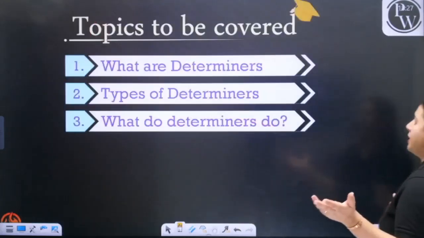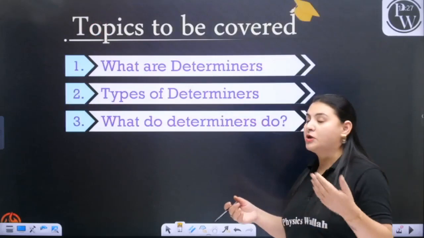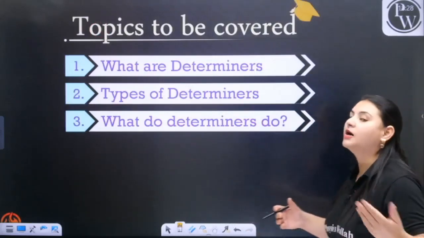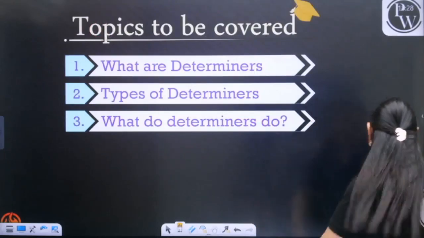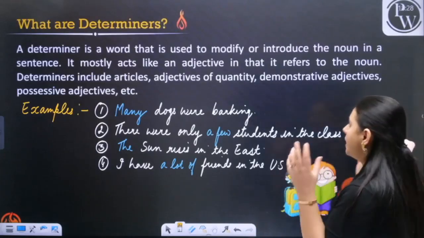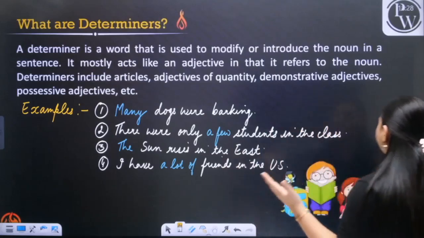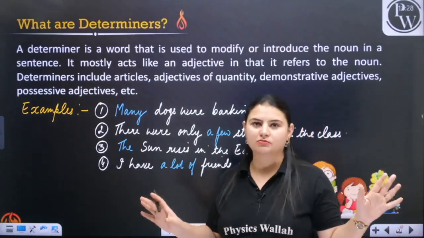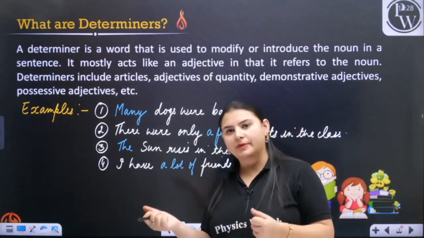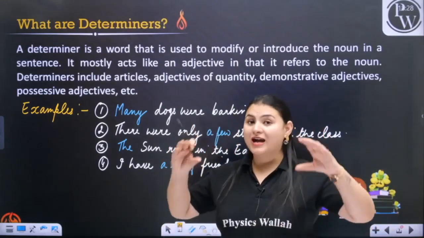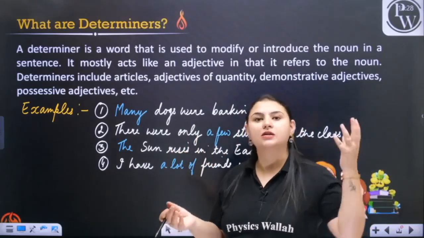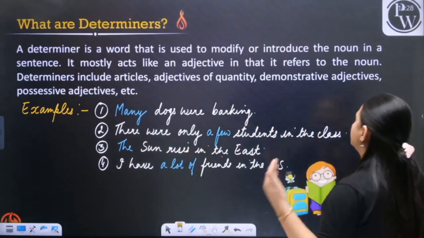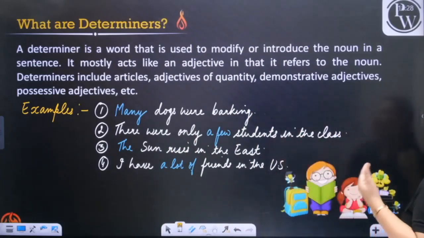We are going to learn what determiners are, then we are going to see the types of determiners and what determiners do, what their actual function is. A determiner is a word that is used to modify or introduce a noun in a sentence. You all know what nouns are. There are common nouns, there are proper nouns. When we have to know something about the nouns, then we use the determiners. It mostly acts like an adjective in that it refers to the noun.